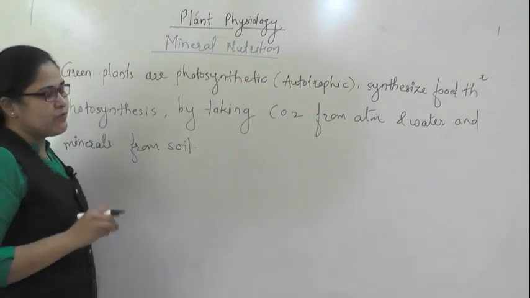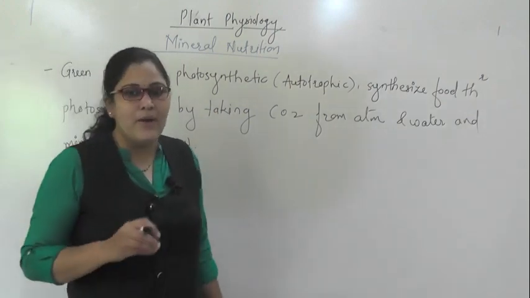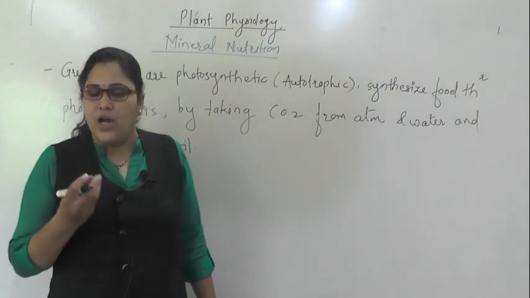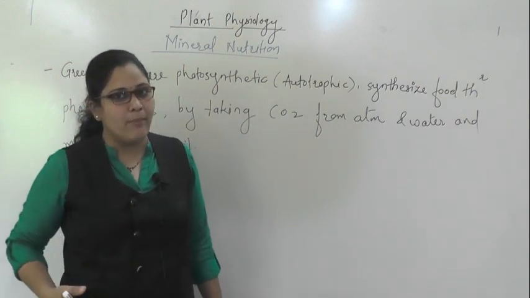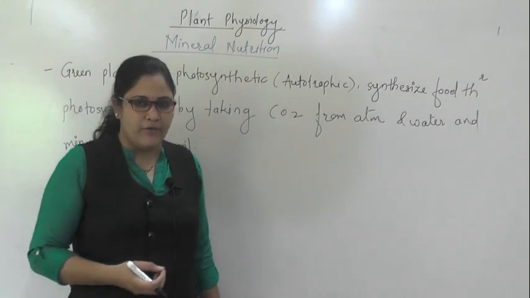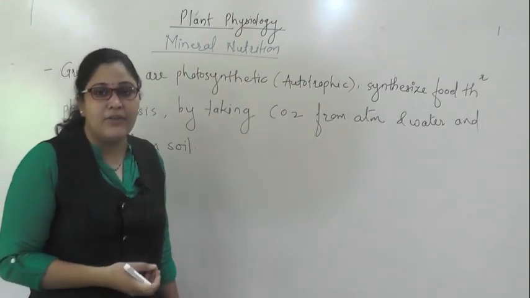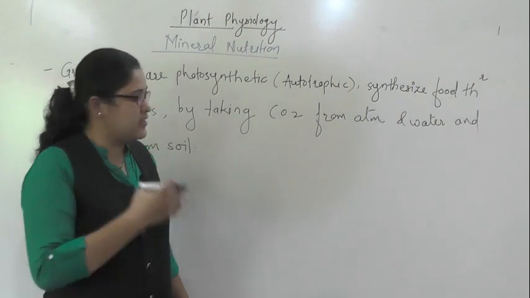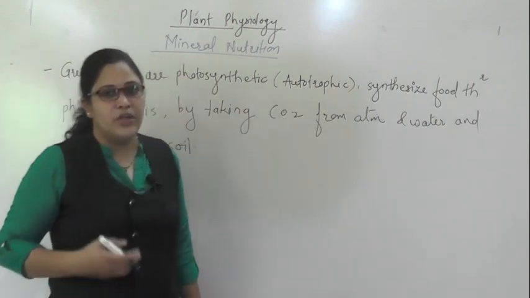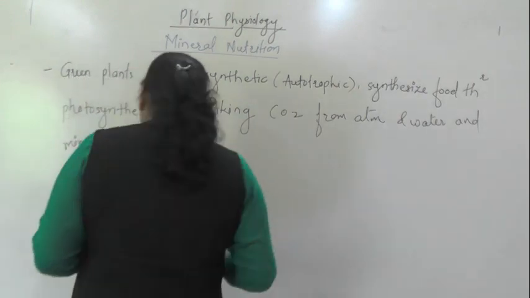As we discussed, for photosynthesis, water is required. Plants require water and minerals. So water and minerals are absorbed by root from soil. Whereas CO2 is taken from the atmosphere, and with the help of chlorophyll pigment, the CO2 is reduced to sugar.